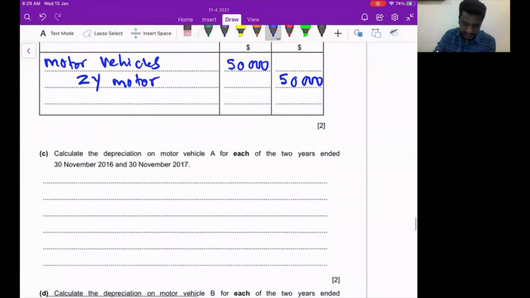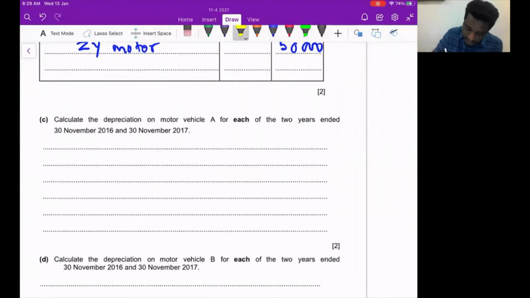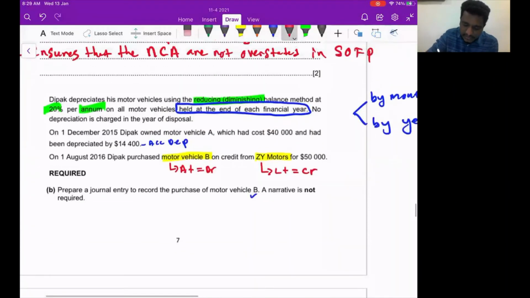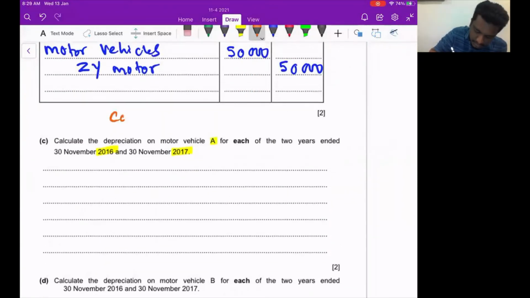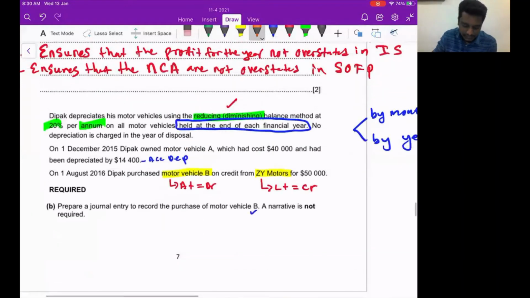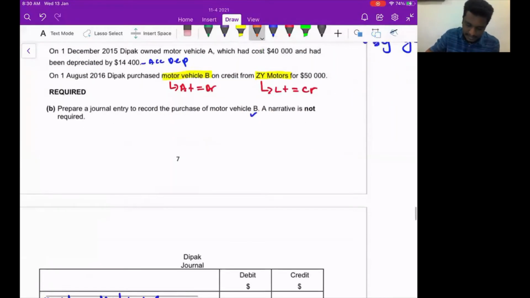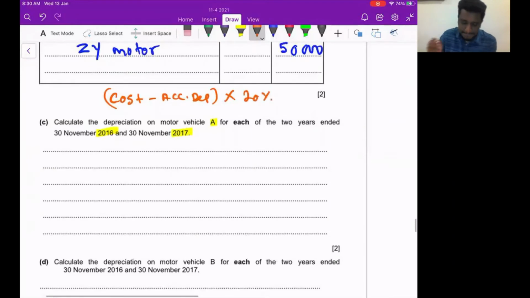Okay, next one. Calculate the depreciation of motor vehicle A for each of the 2 years, 2016 and 2017. Okay, first, do you remember the formula for the method they are using? They are using the reducing balance method. What is the formula for the reducing balance method? Do you remember? Take the cost minus accumulated depreciation and then times the percentage. What is the percentage for this question? They say 20%. Times 20%.